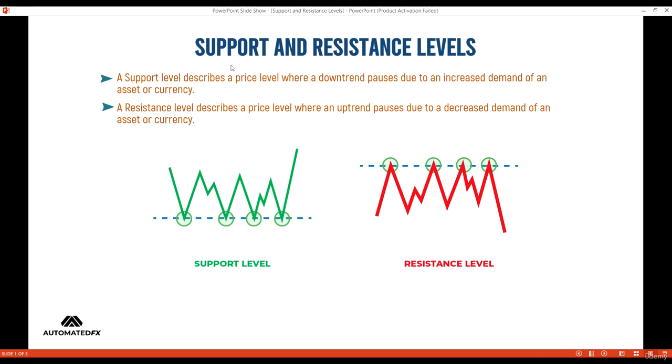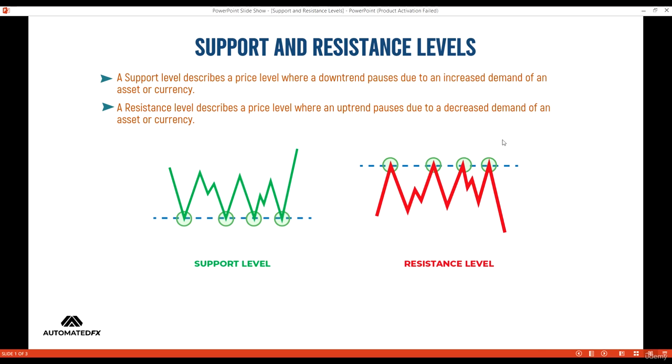A support level describes a price level or a price zone where a downtrend pauses due to an increased demand of an asset or currency. And a resistance level is the opposite. It describes a price level or a price zone, which is basically a range of price levels, where an uptrend pauses due to a decreased demand of an asset or currency.